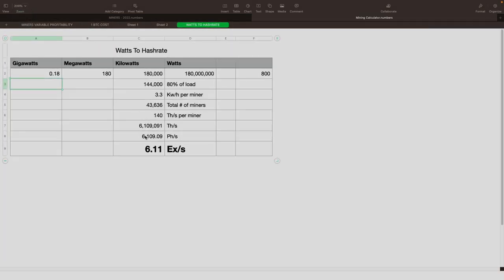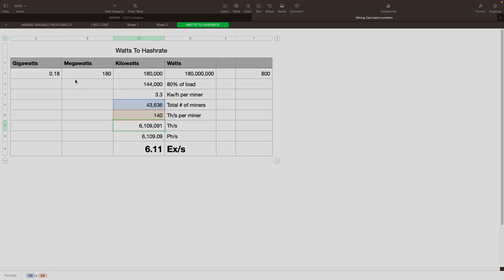There we go. So with the 140 terahash miners, which they could possibly get in there, but we know they already have two point something, plus or minus, exahash already in there, and those are at 100 terahash miners. They could get that up to about 4.36. If they eventually, down the road, go to 140 terahash per miner, they could get to 6.11 exahash total for the 180 megawatts they currently have.